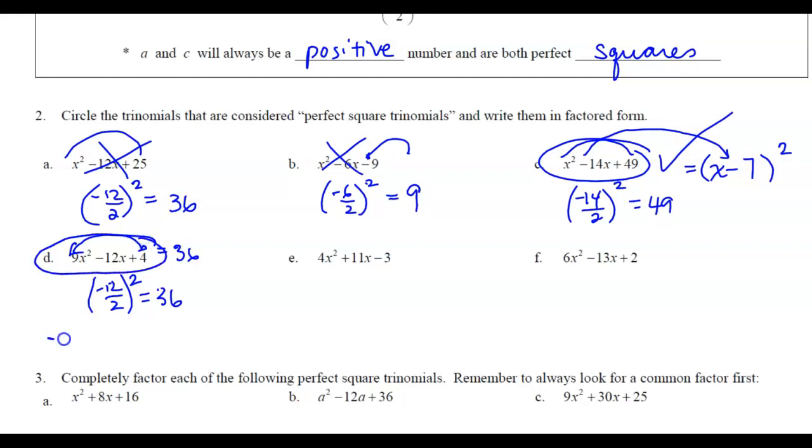So set up your bracket, all squared. You take the root of each term, each first term and last term. So the root of 9x squared is 3x. The root of 4 is 2. The sign in front of the x term is negative. So it's going to be 3x minus 2. You can always check by expanding back.